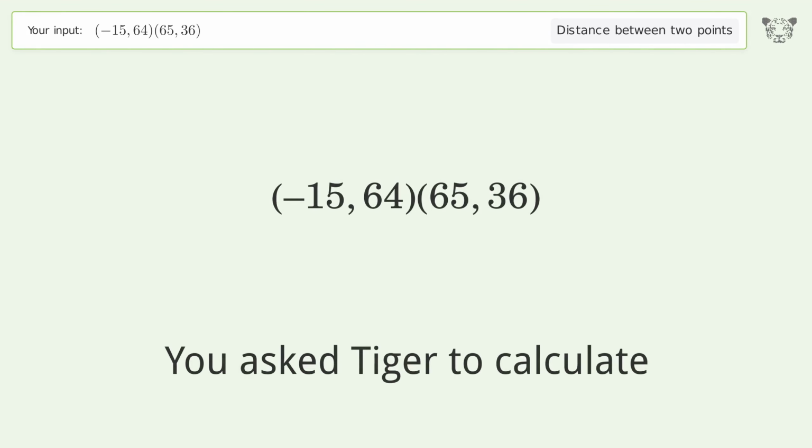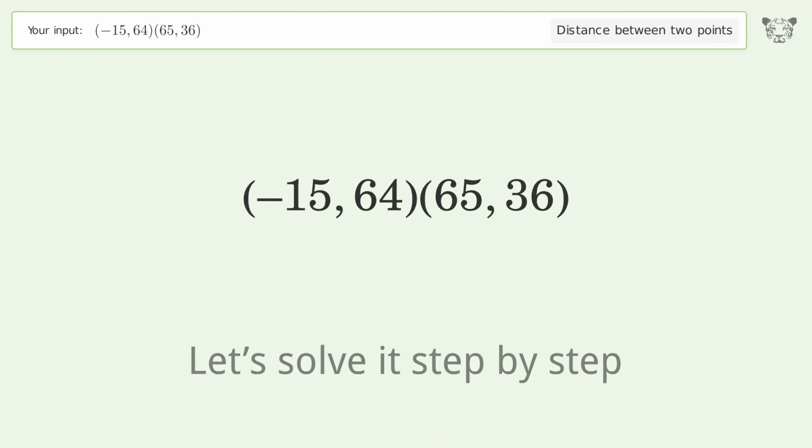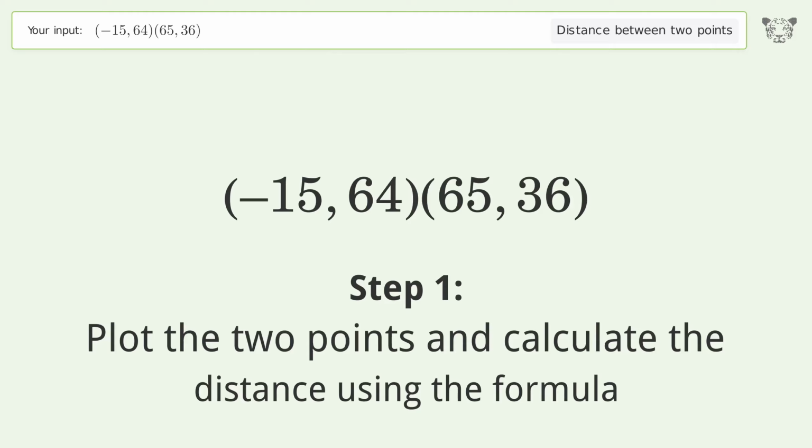You ask Tiger to calculate. This deals with the distance between 2 points. The distance between the 2 points is the square root of 7,184, or 84.758. Let's solve it step by step. Plot the 2 points and calculate the distance using the formula.